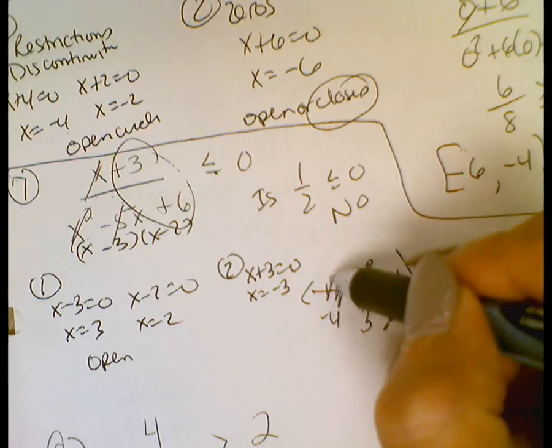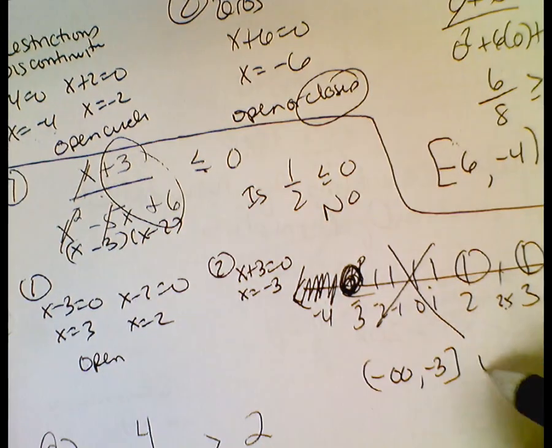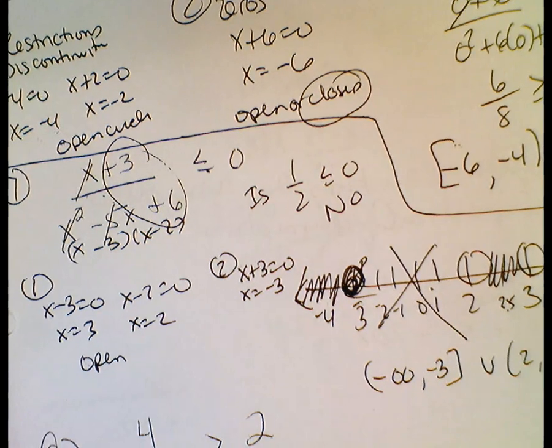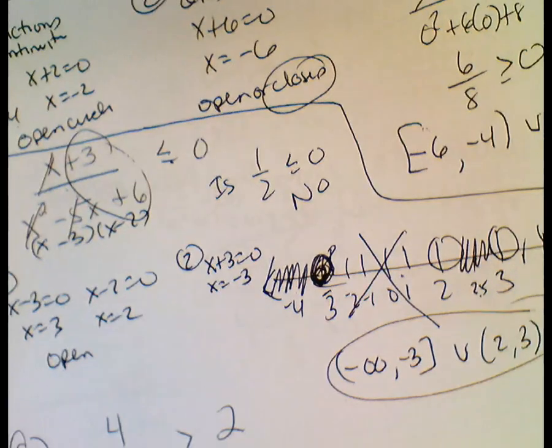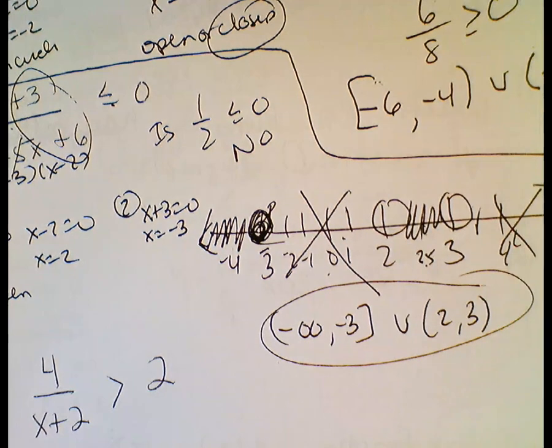That means this section does. So -infinity to -3 bracket in union with 2 to 3. This one does not work. And this is your answer. It's every other section. The 0 did not work. So that means this one did, and this one did, and this one didn't.